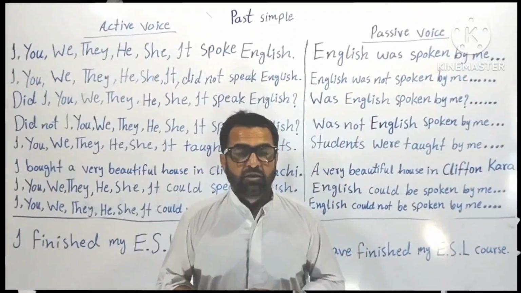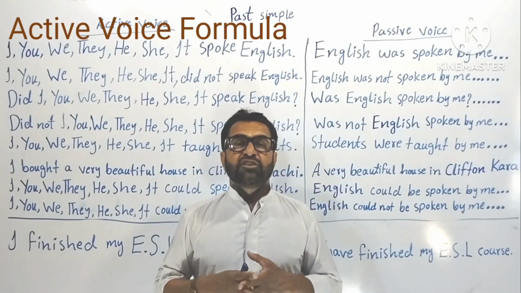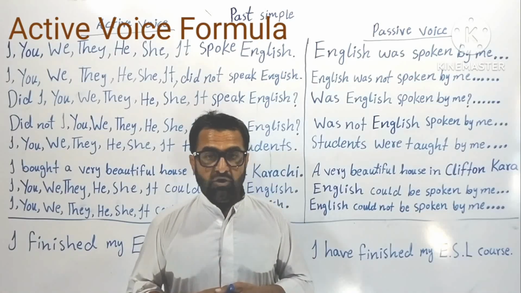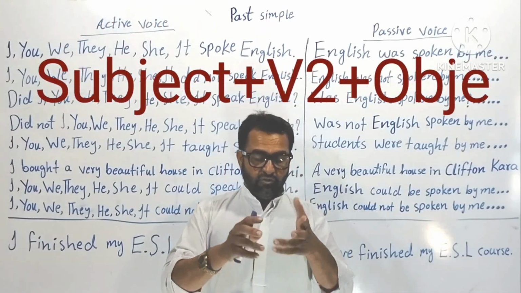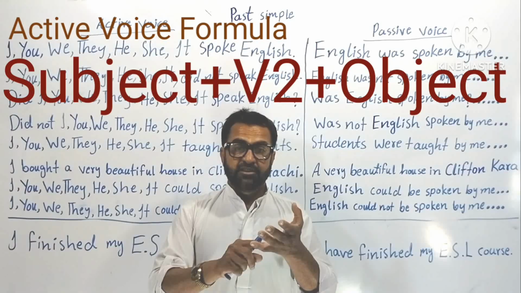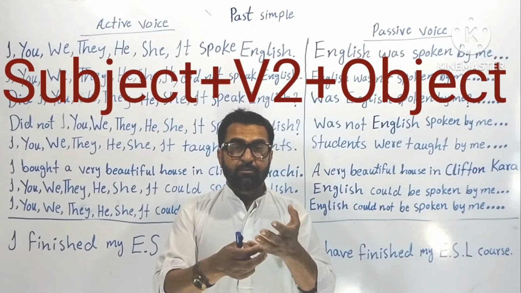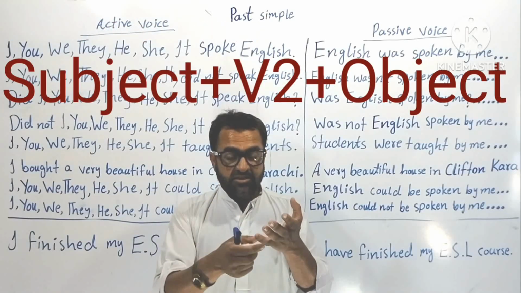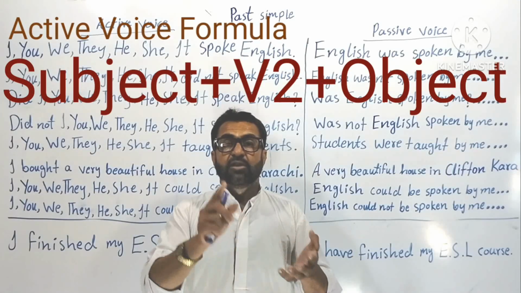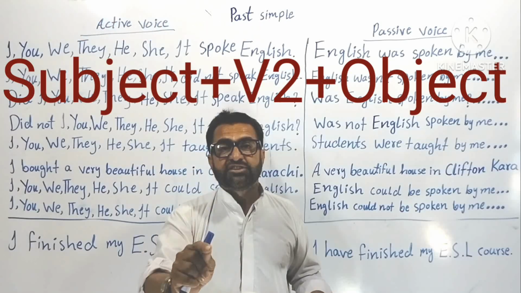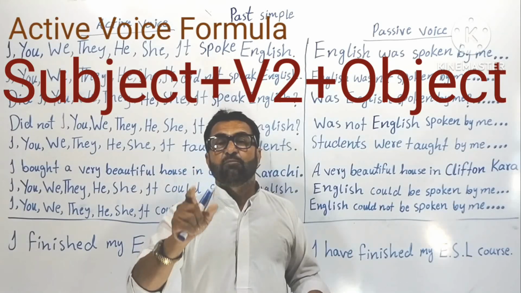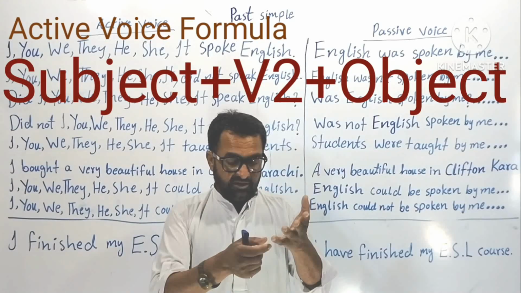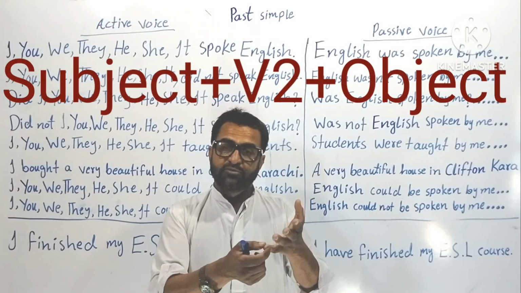Okay? Now let's talk about the formula of the active voice, past simple. The formula is this: first of all, you have to put your subject, then your main verb, but you have to remember one thing, the second form of the verb. In past simple positive sentences, only the second form of the verb is used. Understood? So, subject, second form of the verb, object.